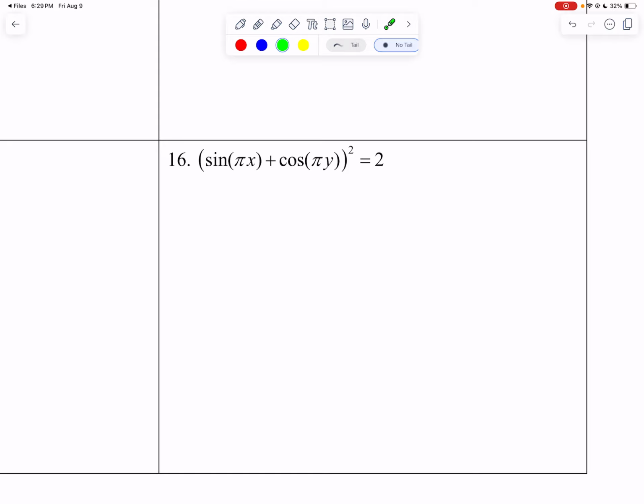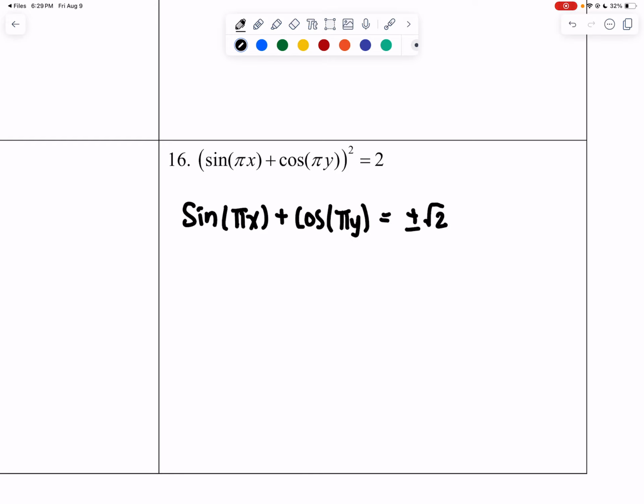Instead, what we're going to do is take the square root of both sides because we have this 2 right here. Taking the square roots will cancel out this 2, and we're just left with sine of pi x plus cosine of pi y is equal to plus or minus root 2. And the thing is, the derivative of plus or minus root 2 is just going to be 0, so that's why we did that.